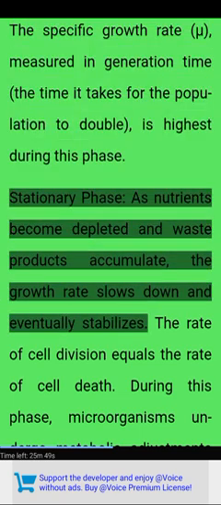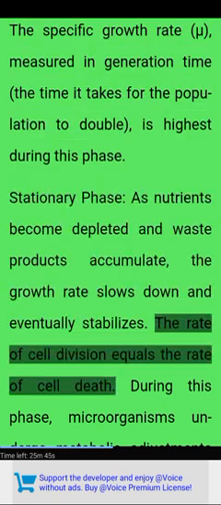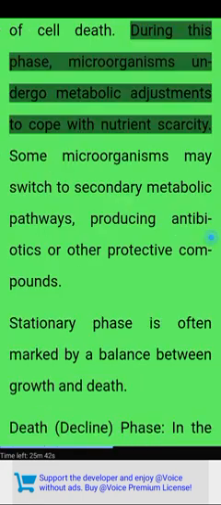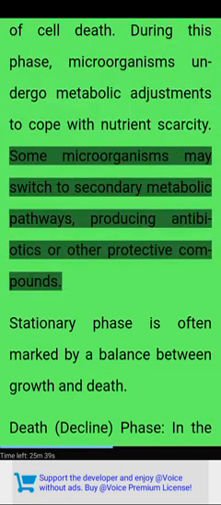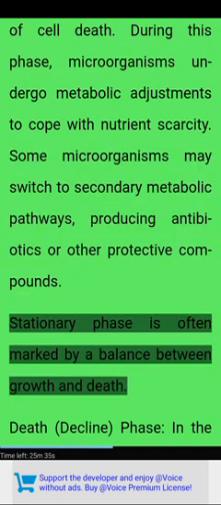Stationary phase. As nutrients become depleted and waste products accumulate, the growth rate slows down and eventually stabilizes. The rate of cell division equals the rate of cell death. During this phase, microorganisms undergo metabolic adjustments to cope with nutrient scarcity. Some microorganisms may switch to secondary metabolic pathways, producing antibiotics or other protective compounds. Stationary phase is often marked by a balance between growth and death.